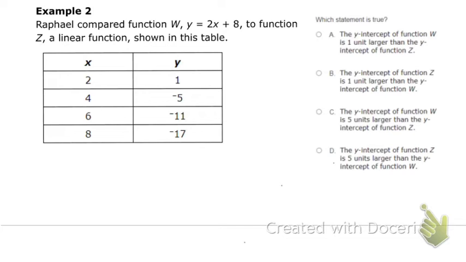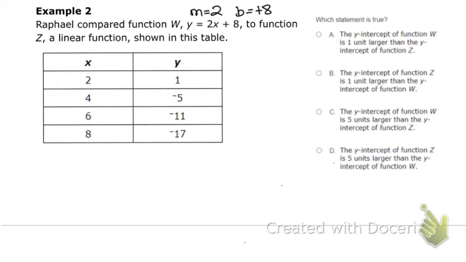So because it did not tell me what I needed to find up front, I'm going to have to find the slope and the y-intercept and then compare my answer choices. Okay, so the equation already gave me my slope and my y-intercept, so I'm just going to identify those. So my slope for this equation is 2. My y-intercept is a positive 8. So now let's find it for the table.